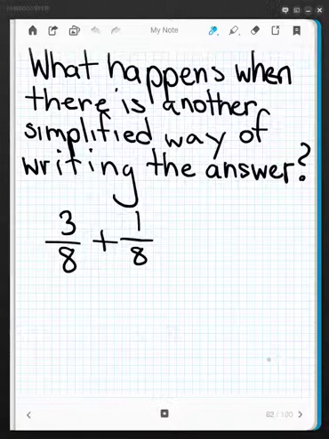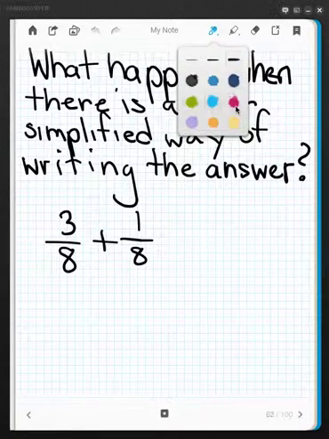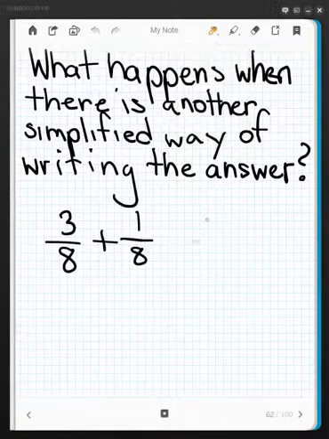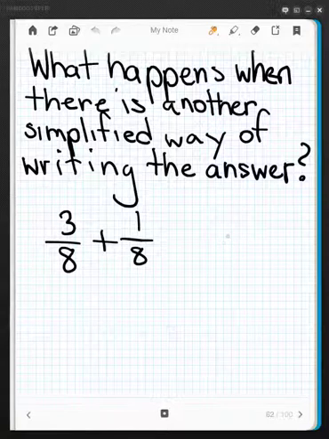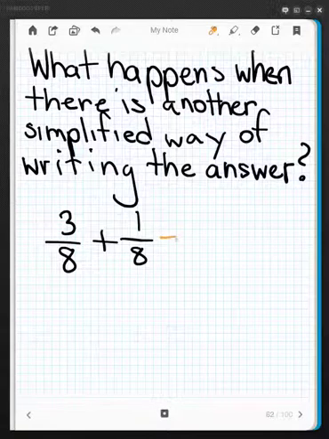What would happen if there is another simplified way of writing our answer? Now this part, like I said at the beginning of the video, if you have not studied how to reduce or simplify a fraction, this will not probably make a lot of sense, and you should go and listen to that video before trying to understand this one.